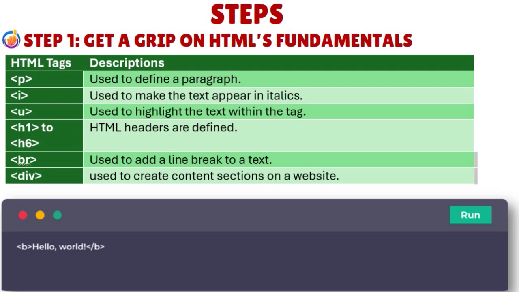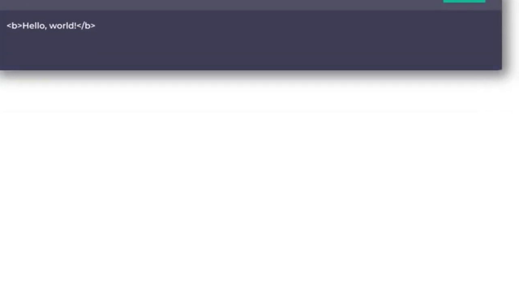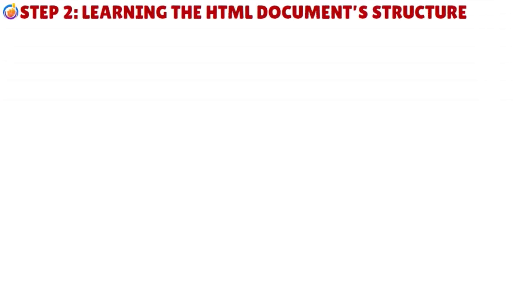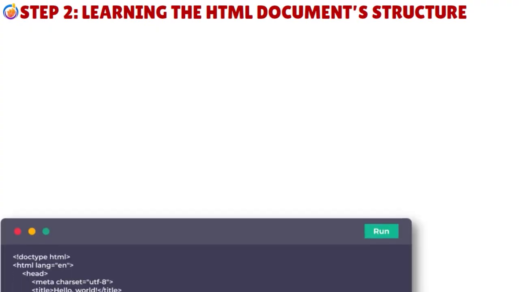So here is a snippet of code that will let you do just that. I want you to really understand that it depends upon the kind of site you have. So the first step is you want to get a grip on HTML's fundamentals. Step number two, learning the HTML document structure. The fundamental HTML document structure is as follows. I want you to look on the screen here.